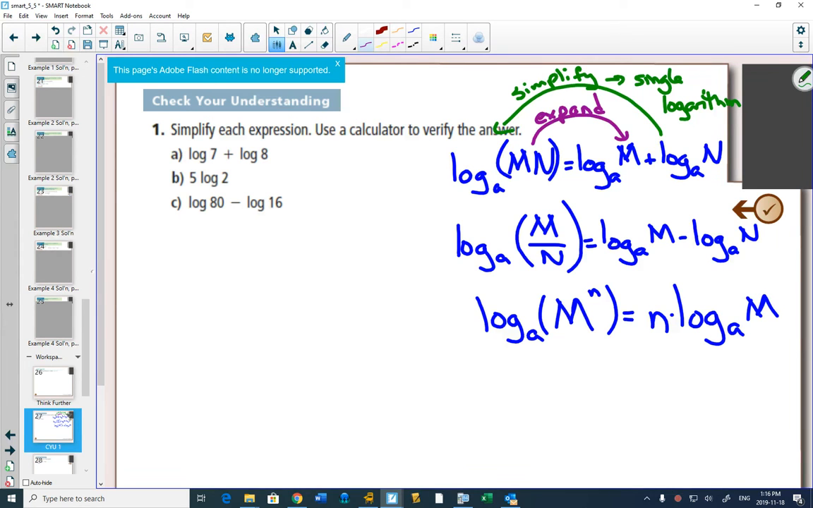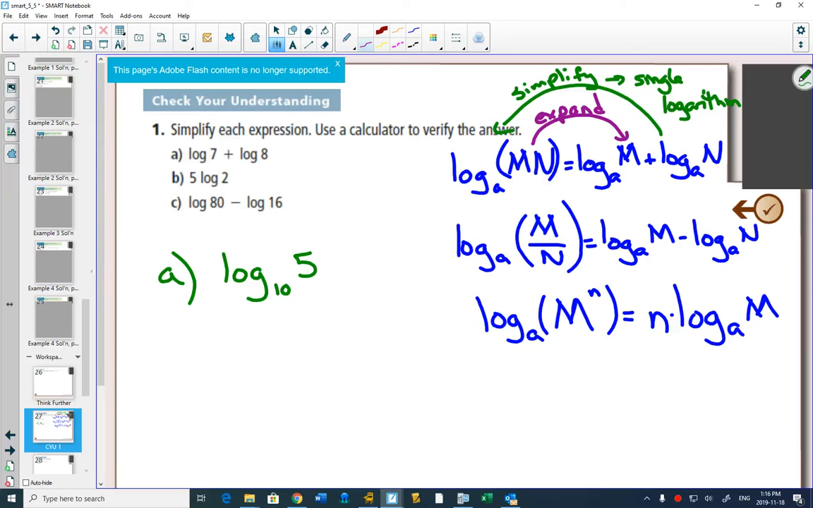Now, actually using these log laws is quite easy. In the first one, simplify each expression. Part A. We see that we have a log plus a log. We look on the right side of our formulas. Do any of them have a log plus a log? Yes, definitely the first one. What's the rule if you have a log plus a log? Well, keep the base the same. By the way, in part A, what is the base when it's not written? It's 10, so I'm going to write the 10 there. You don't have to write it, just a reminder that when you don't write the base, it's a base of 10.